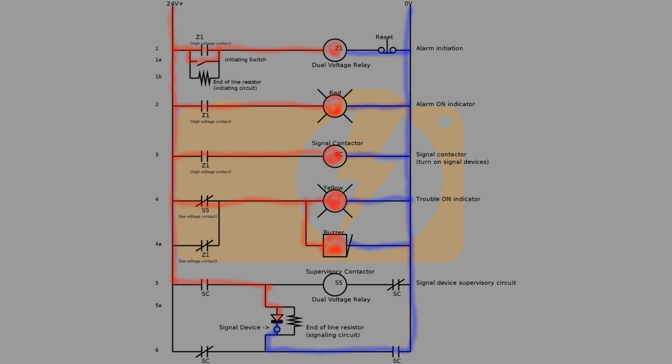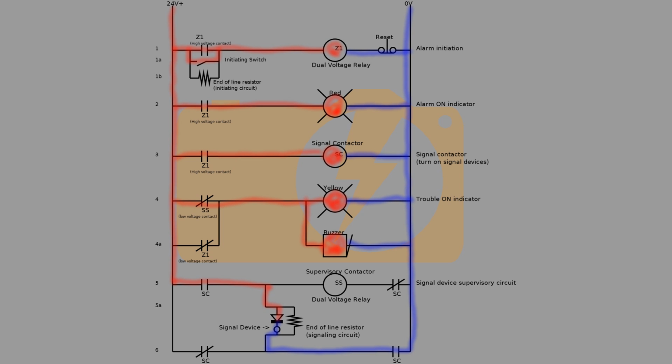Once the signal contactor coil SC is powered, the SC contacts on rung 5 and 6 change state. This allows 24 volt power to enter through rung 5, pass down through the signaling device, whose diode is now forward biased, and then out through the normally open contact on rung 6. With the normally closed contact SC on rung 5 open, no current passes through the supervisory contactor SS. This causes the normally closed contact on rung 4 to close, turning on the yellow trouble indicator and the buzzer on 4A.